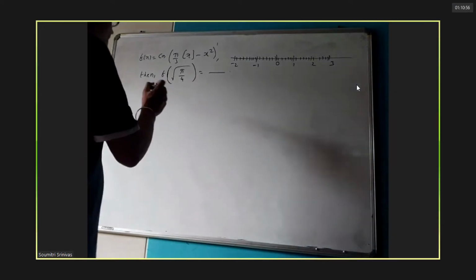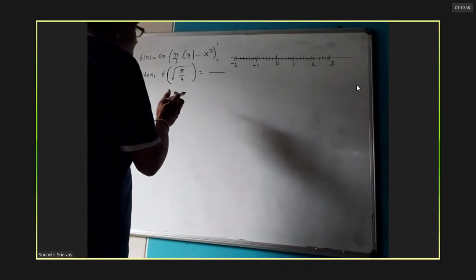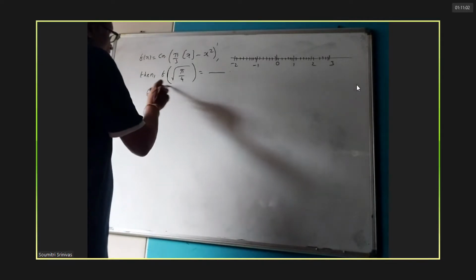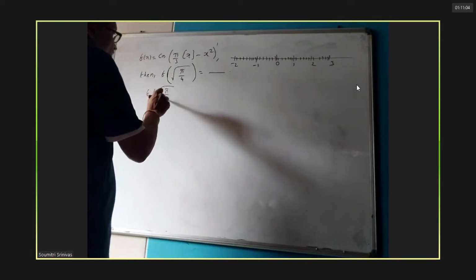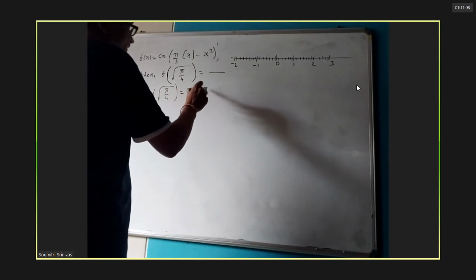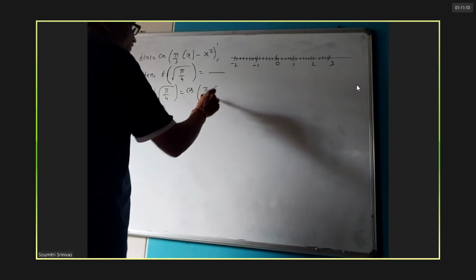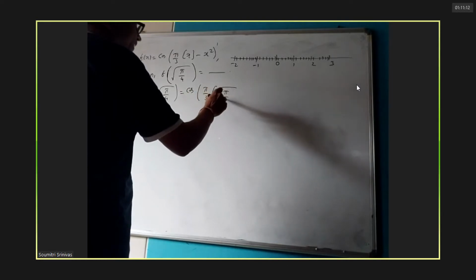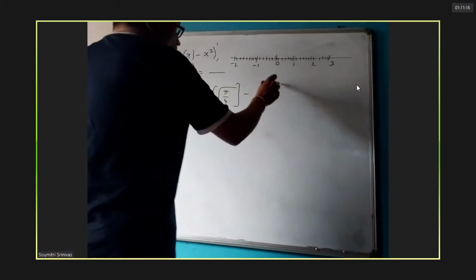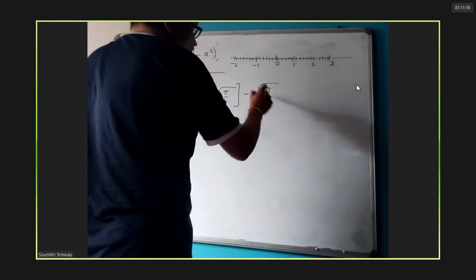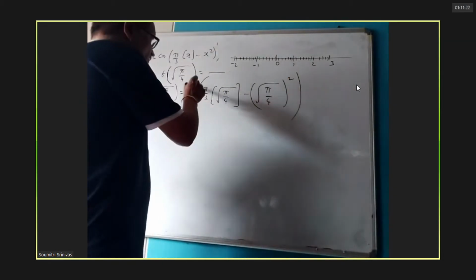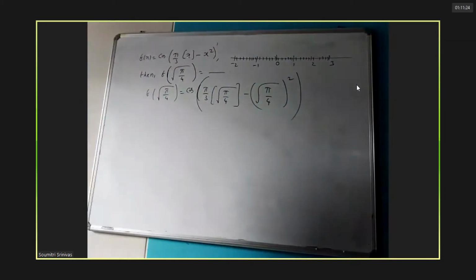What will I get? F of under root of pi by 4 is equal to cos of pi by 3 into step of under root pi by 4, minus under root pi by 4 whole square. Am I correct, children? Yes, sir.